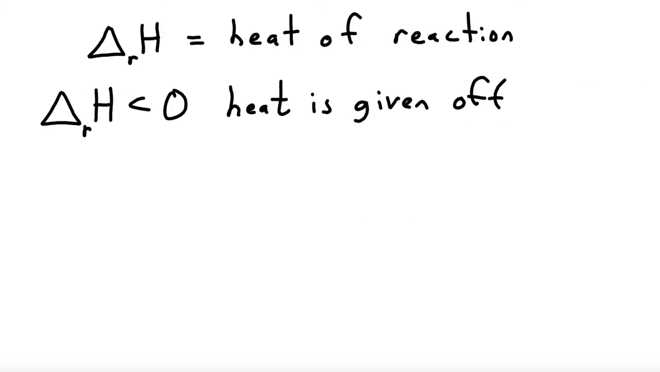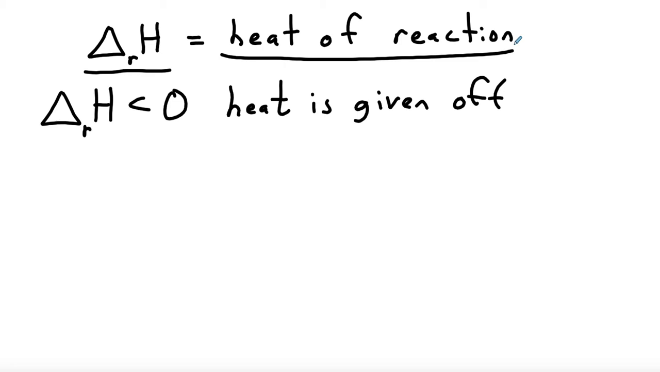We should define the heat of reaction. So the heat of reaction is delta H, with the delta symbol and a subscript R, which just stands for reaction. It is the change in this thing called enthalpy when a reaction occurs. You can just refer to this as delta H, or the heat of reaction. That's perfectly fine at the general chemistry level.